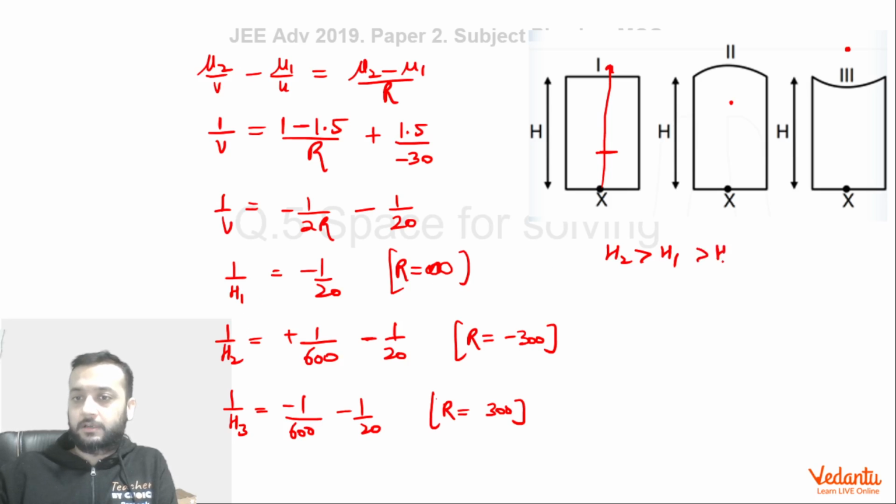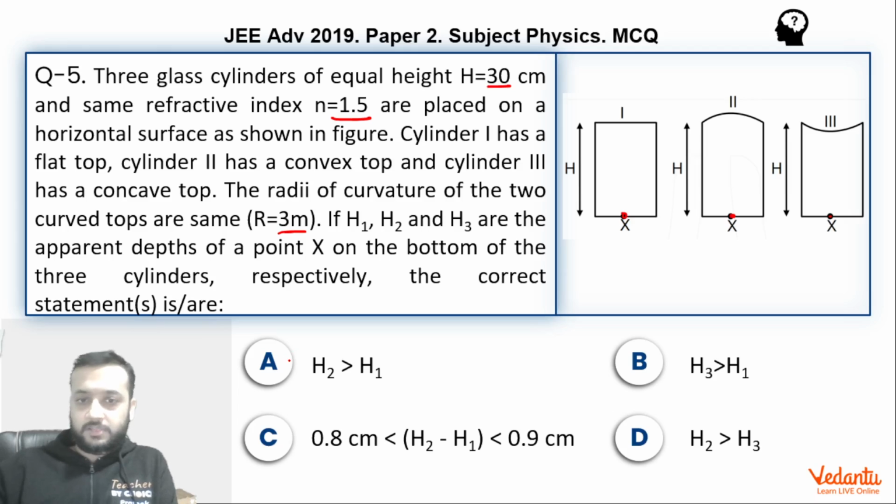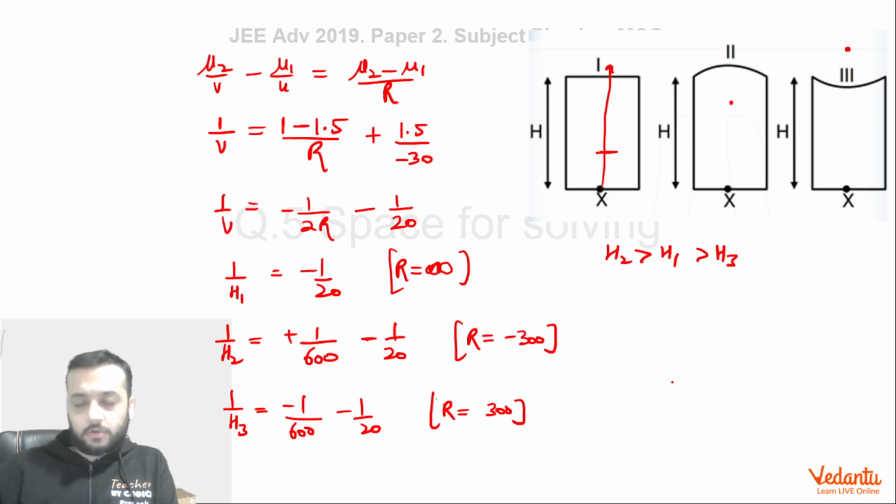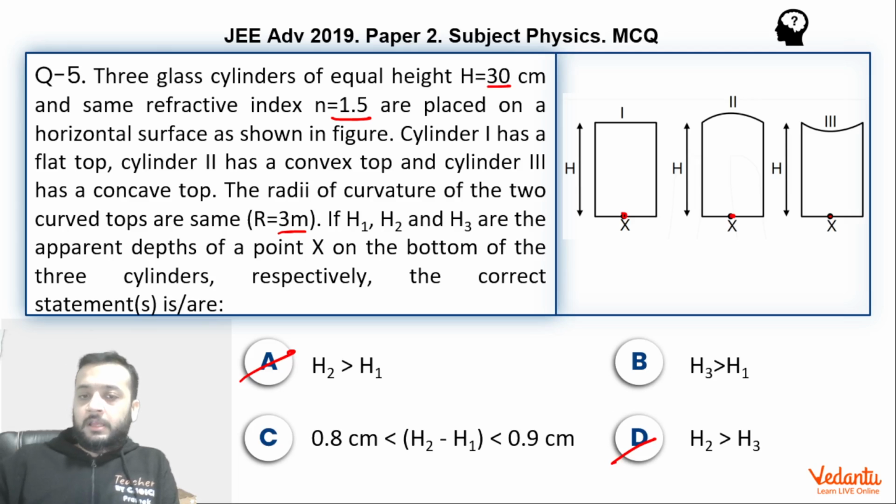So this will be the order: H2, H1, H3. So H2 is greater than H1 and H2 is greater than H3 as well. H3 greater than H1, this is wrong. Option B is wrong. So this is the wrong option. Let's talk about option C.